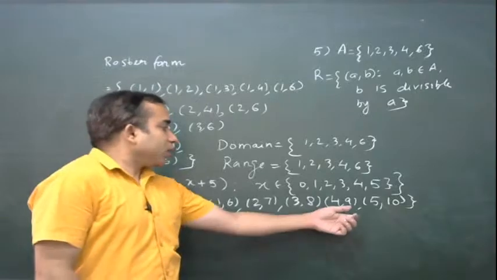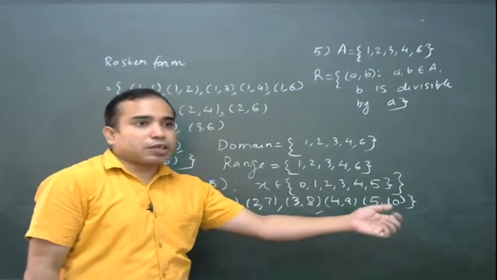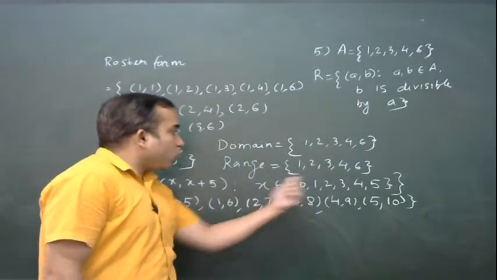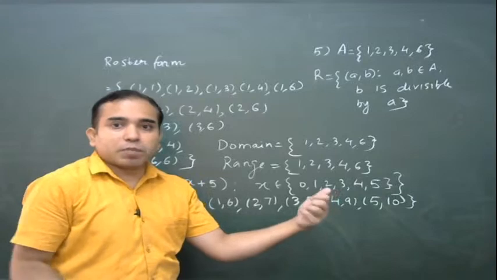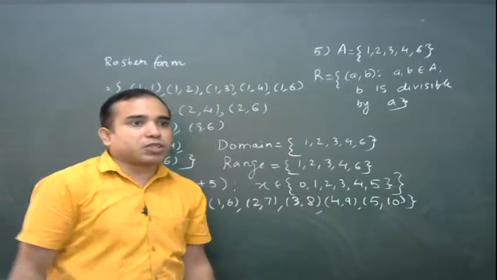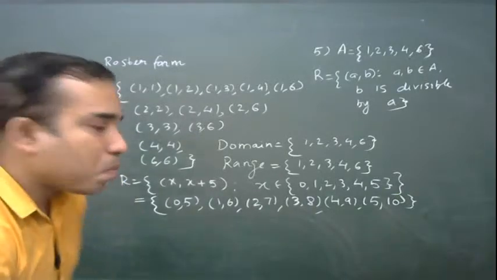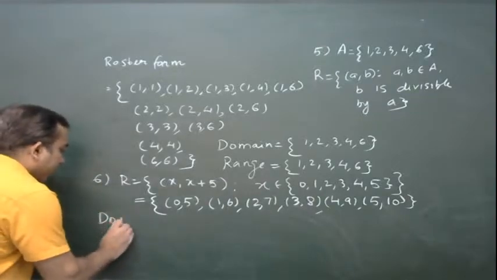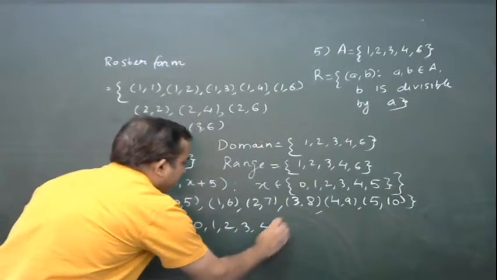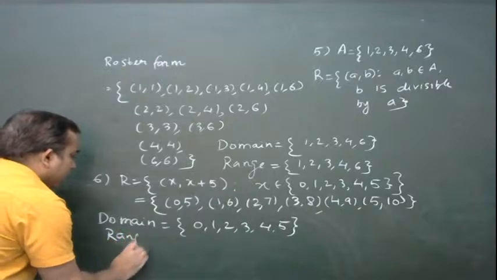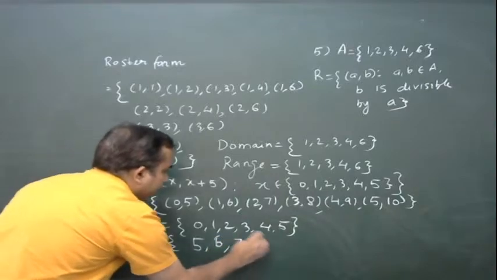Unlike the previous question, in this question I can take 9 or 10 in the second place, because in the question there was no mention that the second element should come from the same set. It was not mentioned, right? So not mentioned means allowed. So this is the roster form. Now let us write its domain. Domain will be the first elements, which are 0, 1, 2, 3, 4, 5, and range is the set of second elements, which is 5, 6, 7, 8, 9, 10.